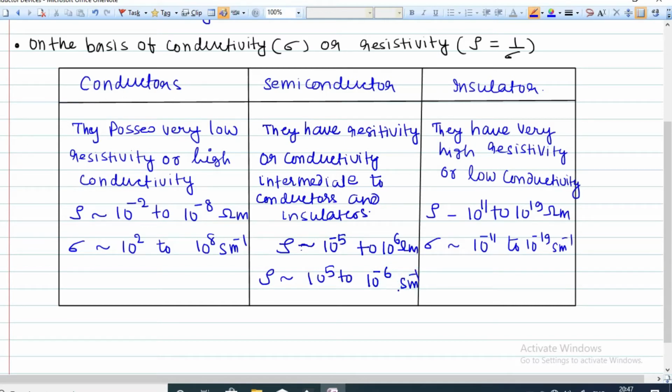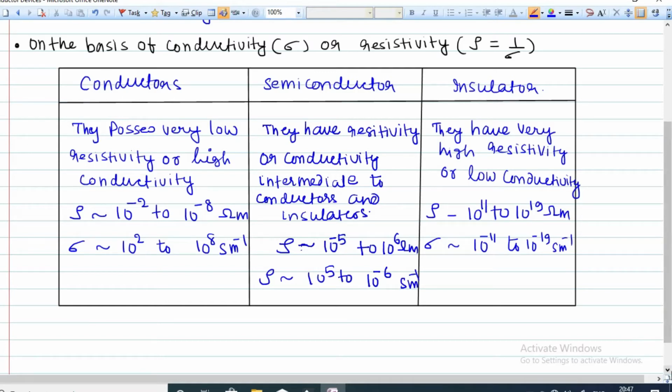So this is the classification of conductors, insulators, and semiconductors on the basis of their conductivity and resistivity. We find that in case of conductors, the value of resistivity is very low and the conductivity is very high. Similarly, for insulators, the value of resistivity is very high, but the conductivity is very low. And in case of semiconductors, the value of resistivity and conductivity lies between that of the conductors and insulators.